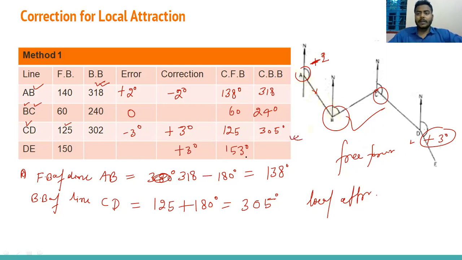So whenever, suppose in a different question a table is given, you have to find for which line the fore bearing and back bearing differ by 180 degree. So you have to find the difference, and if the difference is 180 degrees, it means both the stations are free from the local attraction. Okay, then we will move forward.